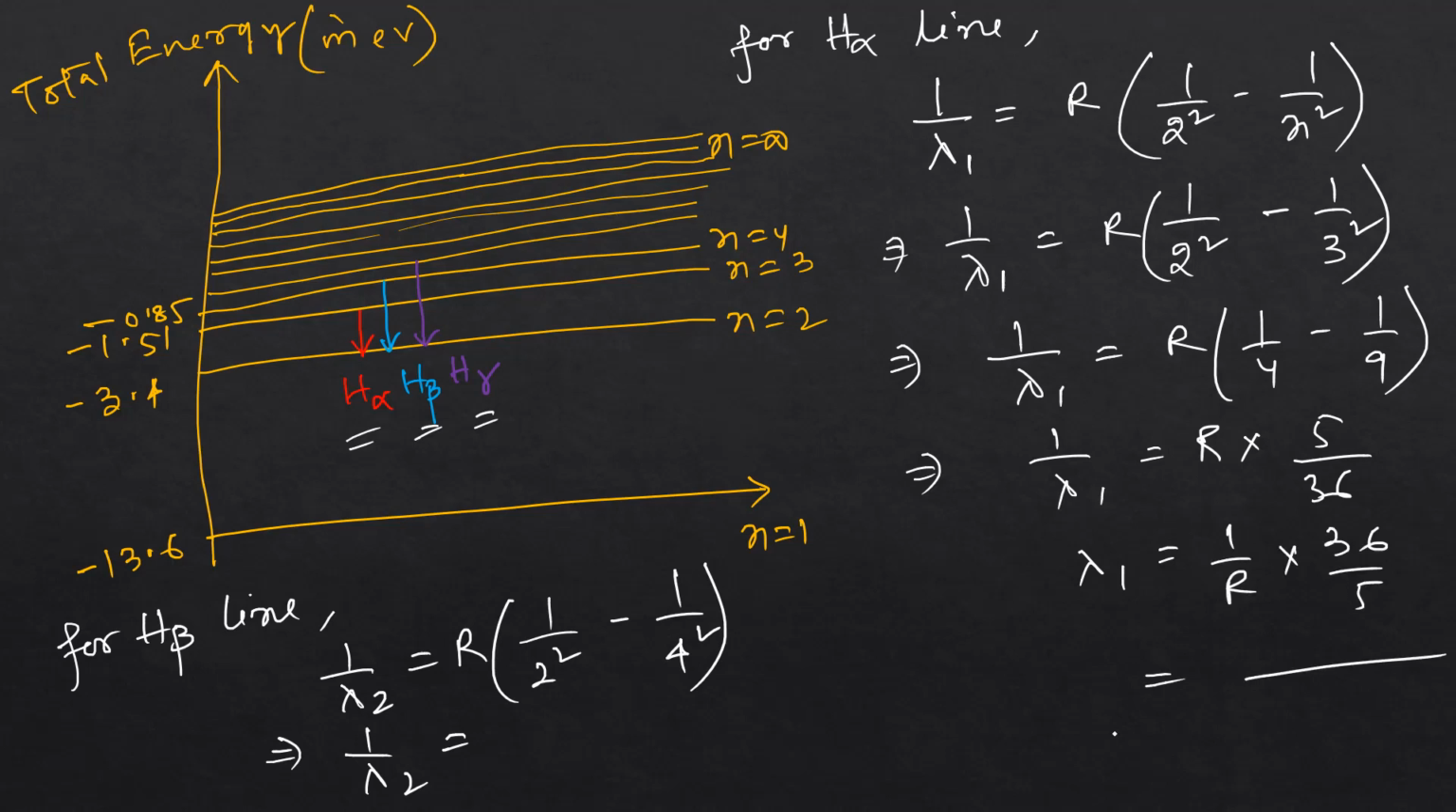After that I hope you can do the calculation. Now it should be 1 by 4 minus 1 by 16. Like it will come as 3 by 16. Okay, so lambda 2 will give you the expression as 1 by R into 16 by 3.